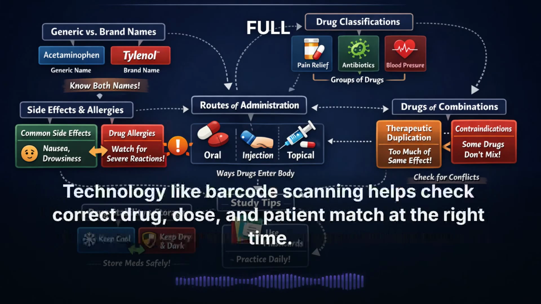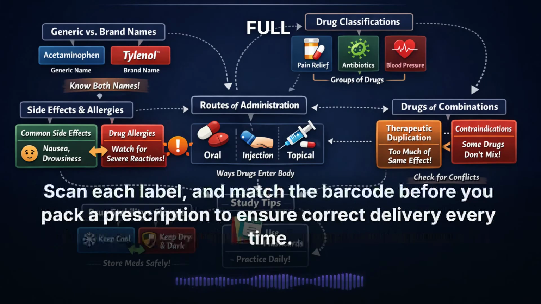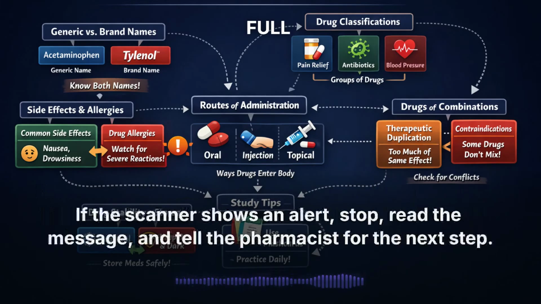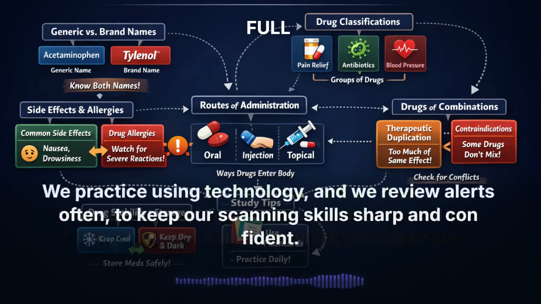Technology like barcode scanning helps check correct drug, dose, and patient match at the right time. Scan each label and match the barcode before you pack a prescription to ensure correct delivery every time. If the scanner shows an alert, stop, read the message, and tell the pharmacist for the next step. We practice using technology, and we review alerts often to keep our scanning skills sharp and confident.